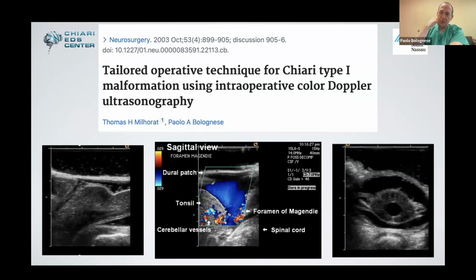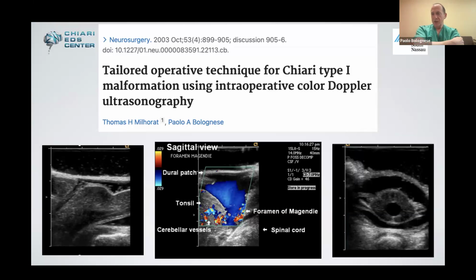Color Doppler ultrasound was important for two reasons. It gave us advanced reconnaissance before opening the door, to see whether the door opening in the bonework was fitting what we were going to do inside, or whether we were going to be too tight or too wide. So we started tailoring our procedure according to this feedback. It was like having a drone before going on the battlefield.